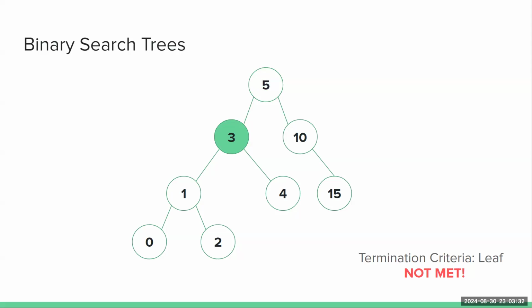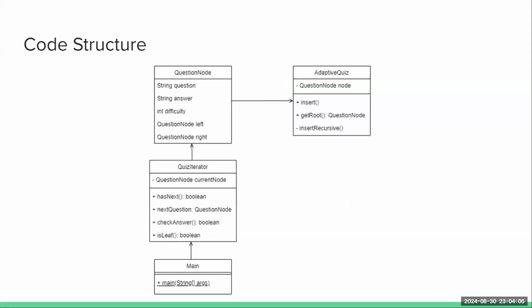If you answer a question incorrectly, you'll be given an easier question with a difficulty level of 3. So the left child of 5 is 3, which is why we now give a question with difficulty level of 3. But if you answer the question of difficulty level 3 correctly, you're given a tougher question, which is of level 4. Since this is a leaf node, the quiz ends. A correct answer would indicate that the user can handle questions up to difficulty level 4, while an incorrect answer would cap their ability at level 3.